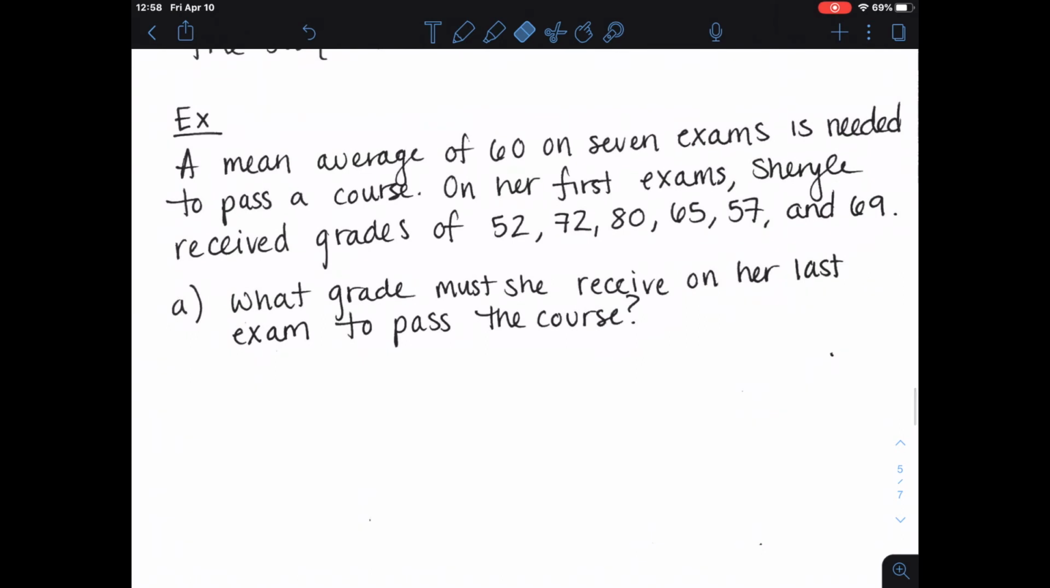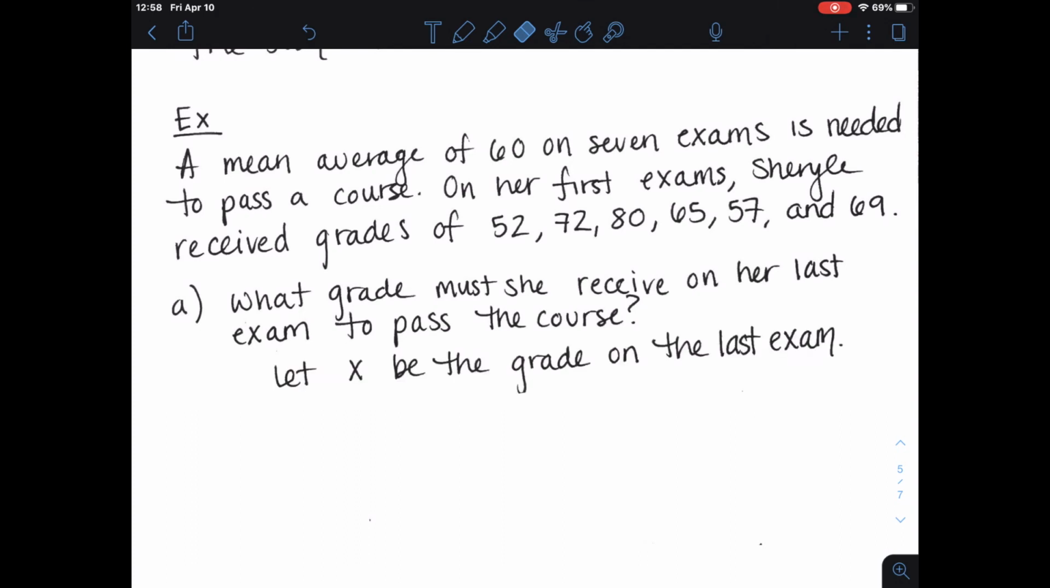Now we've got a particular student, and the mean average of their scores on 7 exams has to be a 60 to be able to pass the class. The first couple grades she got were 52, 72, 80, 65, 57, and 69. So she's taken 6 of her 7 exams. We want to see what she needs to pass the course. So she needs an average of 60 between these.